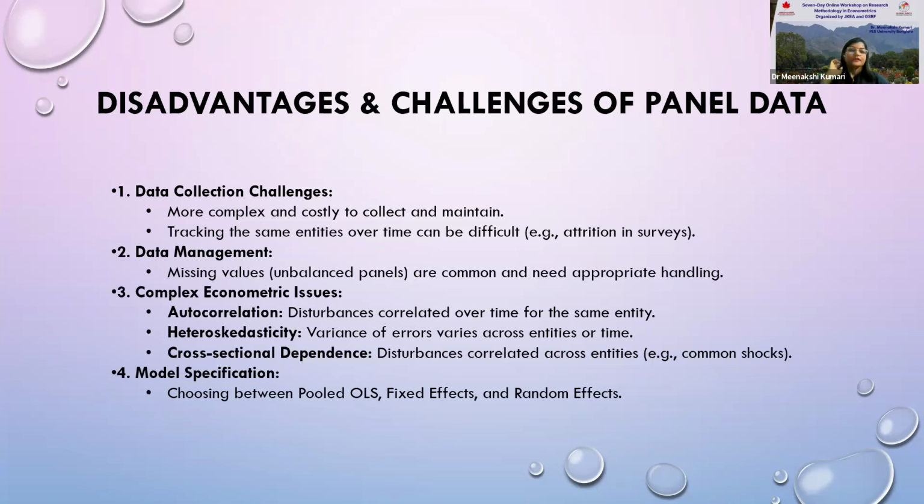There will be complex econometric issues, definitely. In cross-sectional data, you face heteroscedasticity, multicollinearity, and other stuff like endogeneity. In time series also we face autocorrelation. In panel data, you may face autocorrelation, meaning disturbances correlated over time for the same entity.